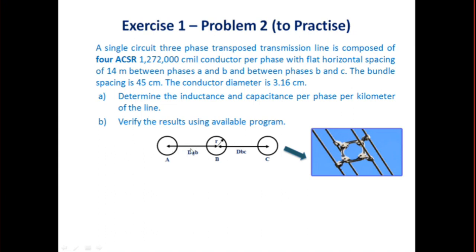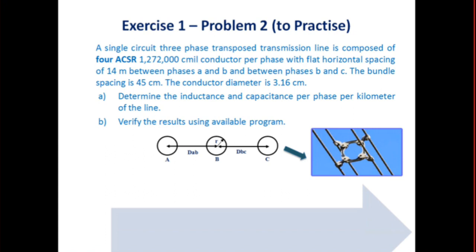So DAB is 14, DBC is 14, DAC is equal to 28. Okay, so now you know the inputs. What are the inputs? First one is capital D, diameter 3.16 centimeter. You have to convert it into meter and substitute, right? Next you have to know the spacing, DAB, DBC, DCA, right? Next you have been given the spacing of the conductor, 45 centimeter, so you convert it into meters by multiplying with 10 to the power minus 2, right?